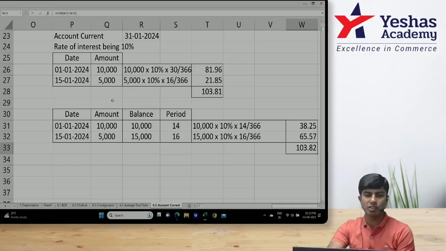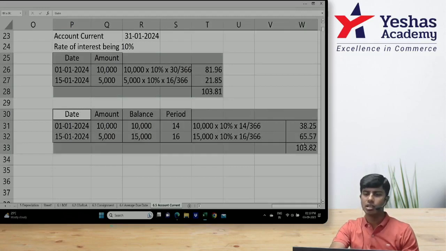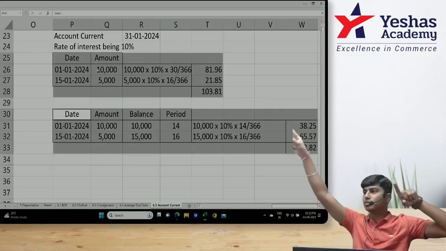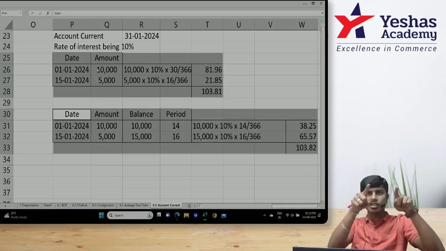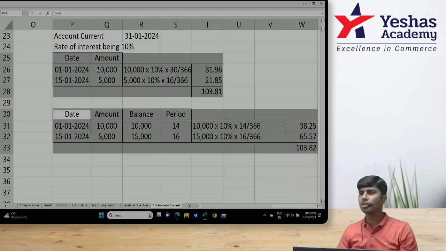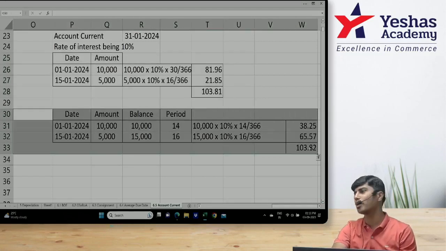What is the difference between this and this? Here, for each transaction, we computed from that date to year end. For this, what do you do? This transaction to this transaction, this transaction to the next transaction. Did you get this? What you did at first is the product method. This is the balance of product.